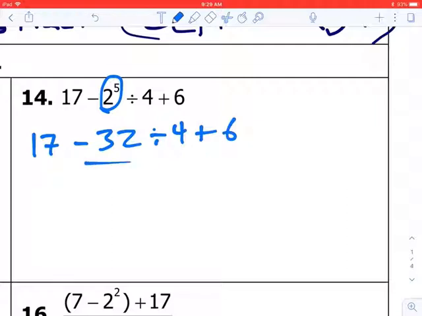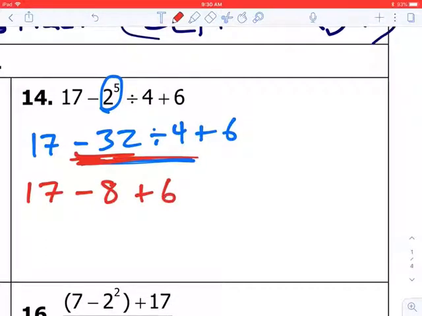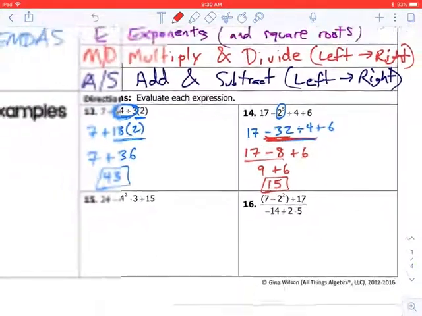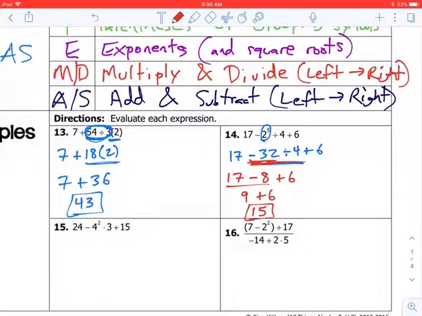Multiplication and division, I've got this right here. And notice I am including the negative sign with the 32. So it's 17, negative 32 divided by 4 is negative, negative divided by positive, 8, and then plus 6. Now left to right, I'm going 17 minus 8 is 9. Keep the plus 6, and then 9 plus 6 is 15. Okay. So, got that under control.